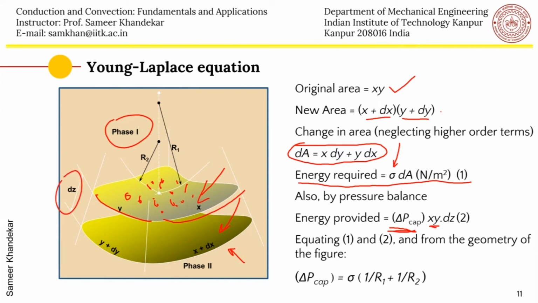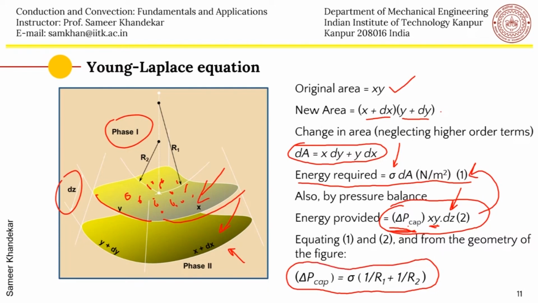Now this work which is done on the interface, if you do it reversibly, gets stored in the interface as surface energy. So if you equate these two, you will get the equation called the Young-Laplace equation, which is delta P cap is equal to sigma times (1 upon R1 plus 1 upon R2), where R1 and R2 are the radii of curvature, which can be related to the geometry x and y.